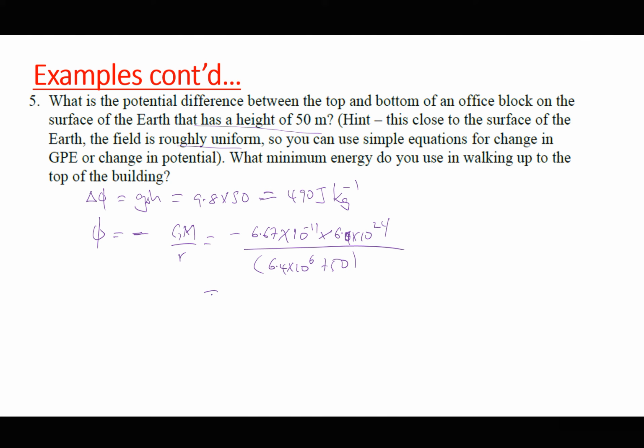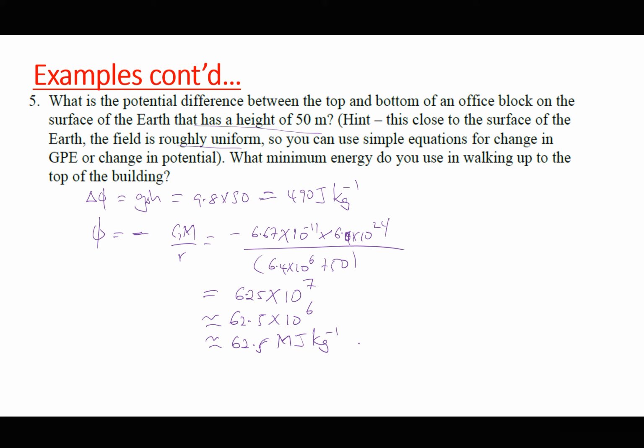So the potential at that height is actually equal to 6.25 times 10 power 7, which is approximately 62.5 times 10 power 6, which is approximately 62.5 megajoules per kilogram. That is the potential at that height.